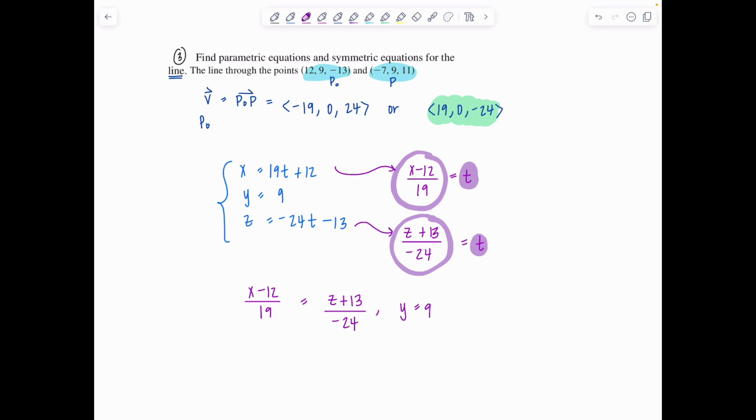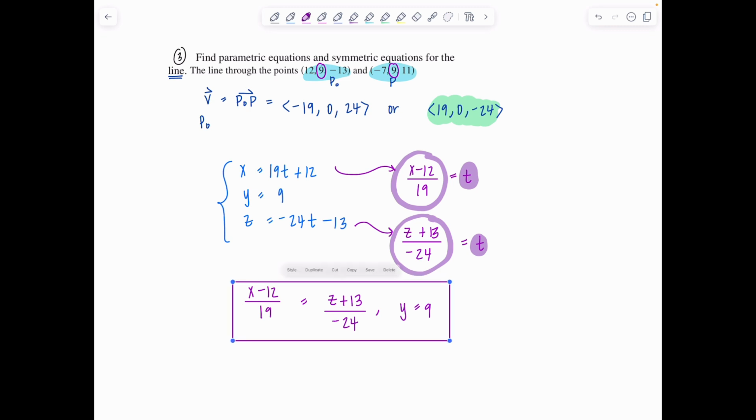And that shouldn't be a surprise because look at these points here, P naught and P. See how the y coordinate is 9 on both of them? So y is not changing. That's why the y component for the direction vector was 0. Y is constant on this line. Okay, how was that? So let's box this. This is our answer. These are the symmetric equations.